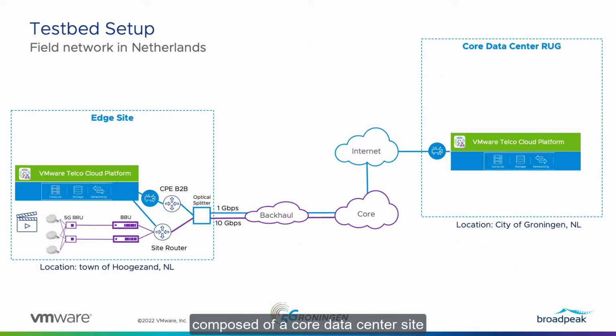Our field network is composed of a core data center site located in the city of Groningen and an edge site in the town of Hoogzand, both in the Netherlands. These sites have been architected to run Kubernetes clusters on VMware Telco Cloud Platform and host all the Broadpeak ODE CDN components. The core data center site's cluster hosts Broadpeak BK S350 Origin, which packages and encrypts the video content, while the edge site is home to the following components.